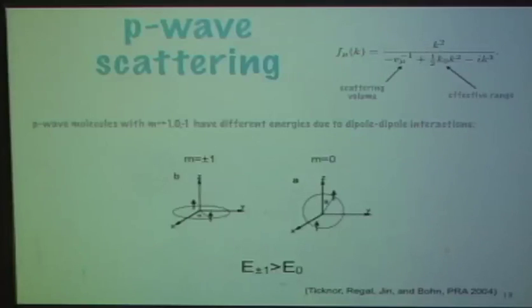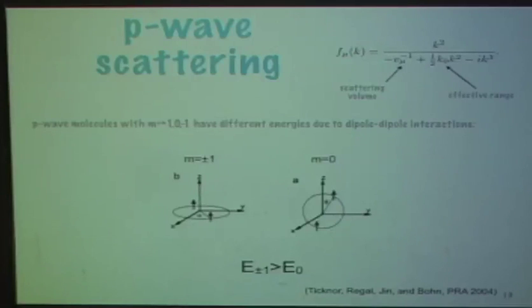The interesting thing of the P-wave resonance is that usually a P-wave resonance is split into a doublet of resonances. This was shown in a 2004 paper by Chris Ticknor and collaborators, Deborah Jin and John Bohn, and also shown yesterday by Martin Zwierlein. If a magnetic field is aligning the dipoles of the two electrons in the molecule, and we consider a molecule with a projection of the angular momentum along the magnetic field axis of m equal plus or minus 1, the molecule is basically rotating in the plane with the two dipoles aligned orthogonal to the plane.